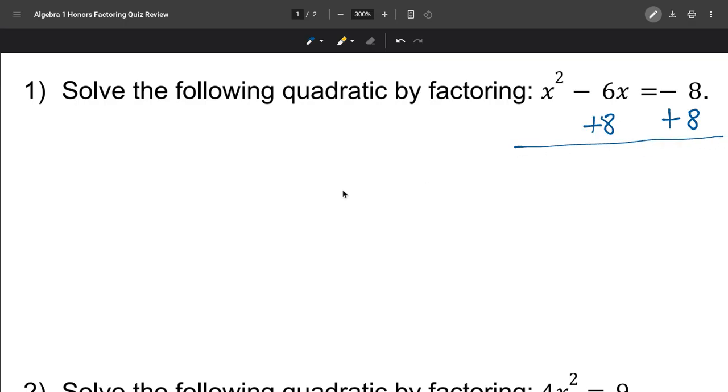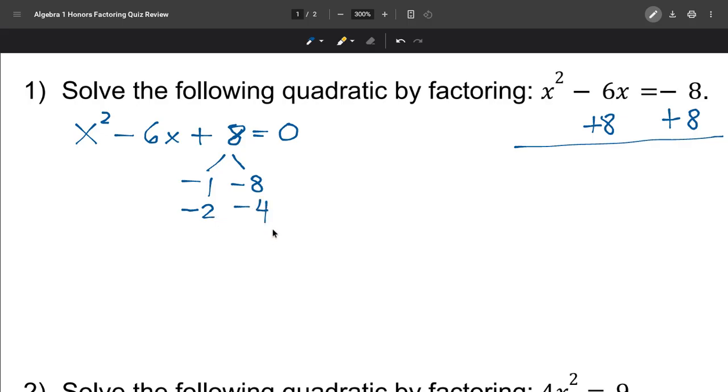I'm going to move this over a little bit. So when we add 8 to both sides, we get x squared minus 6x plus 8, and that's equal to 0. I have a negative here, a positive here, so I want to list the negative factors of positive 8, which are negative 1 times negative 8 and negative 2 times negative 4. Okay? We can use negative 2 and negative 4.